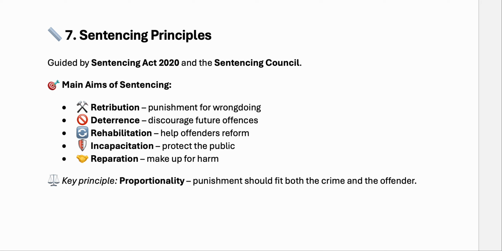Moving on to sentencing principles. So, sentencing. This is guided by the Sentencing Act from 2020 and the Sentencing Council's rules. Judges think about how serious the crime was, what harm was done, and any good or bad things about the offender. So the aims of sentencing are retribution, deterrence, rehabilitation, incapacitation, and reparation. We also have proportionality to consider, so the sentence should fit both the crime and the person who did it.